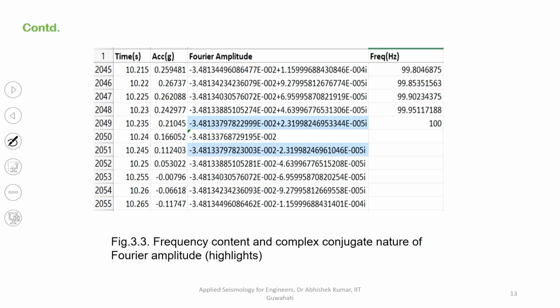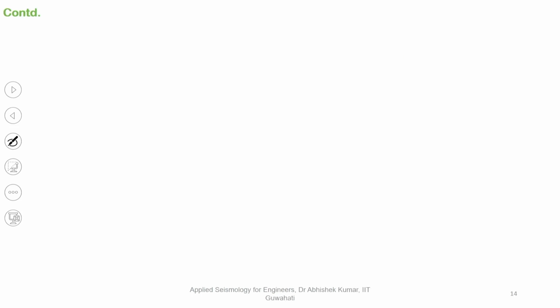You can see over here also the Fourier amplitude corresponding to different times, and then you can see it has started corresponding to 4096. So, this one you see up till 100 hertz you are getting different values, and after 100 hertz the values start repeating. Okay. So, the same exercise will be repeated to find out the Fourier amplitude content of the input motion.